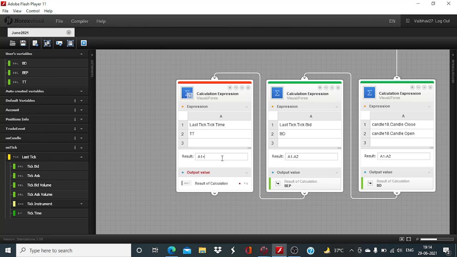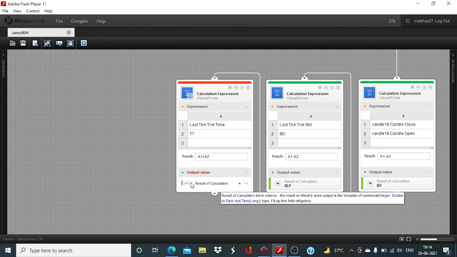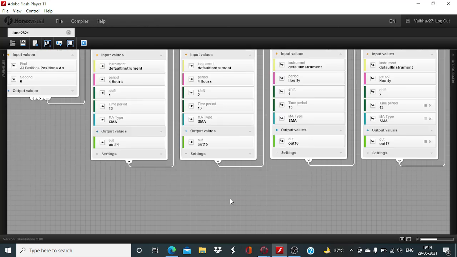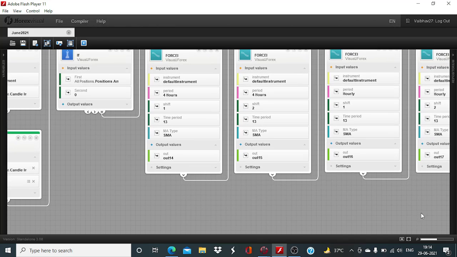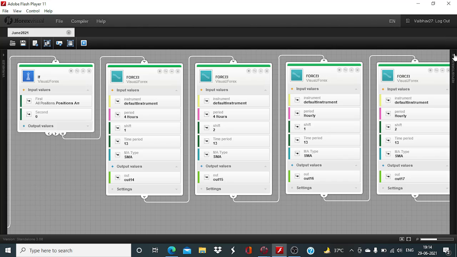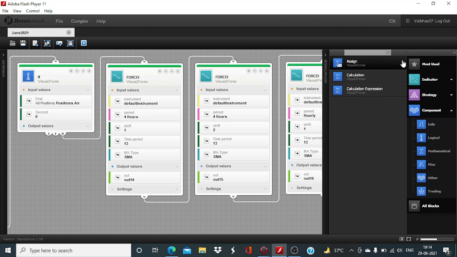A1 plus A2. I will not define this output value variable just yet. Once we bring in the trade command block, we will define the variable there and assign this output value to that variable. So now we start defining the conditions using the if blocks for execution to happen whenever we have the market conditions in favor of the trade.